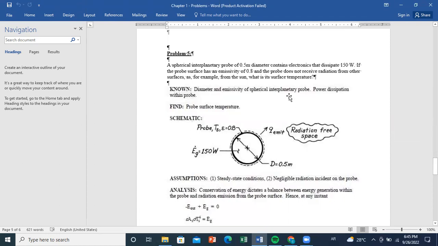These small problems will be a preparation for a much bigger problem. In general, we might have several heat transfer processes involved in one problem. We'll do this in the last problem of this extra problem sheet, okay? Here also, it's a relatively simple problem. You have a spherical probe of 0.5 meter diameter that contains electronics that dissipate 150 watt. If the probe surface has an emissivity of 0.8 and the probe does not receive radiation from other surfaces, for example from the sun, what is the surface temperature?